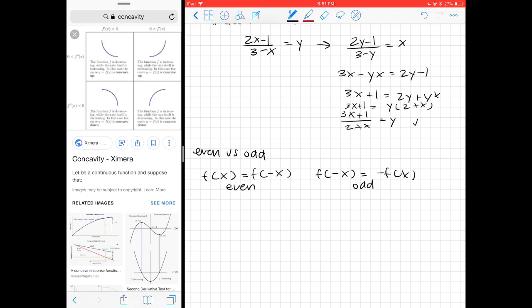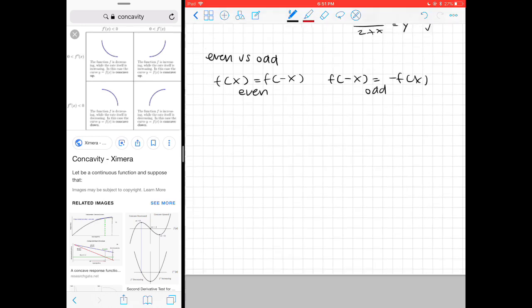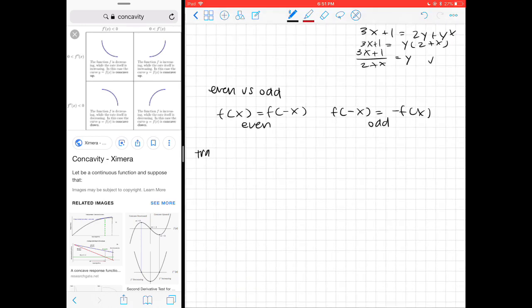So you guys should remember even versus odd functions. It's relatively simple. F of x equals f of negative x for even functions, and f of negative x equals negative f of x for odd functions.